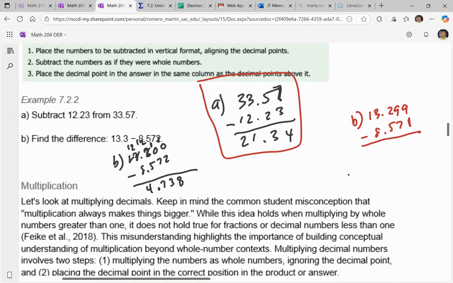And that number makes sense. 13.3 minus 8.5 would be around 4 point something. That makes sense, that difference.